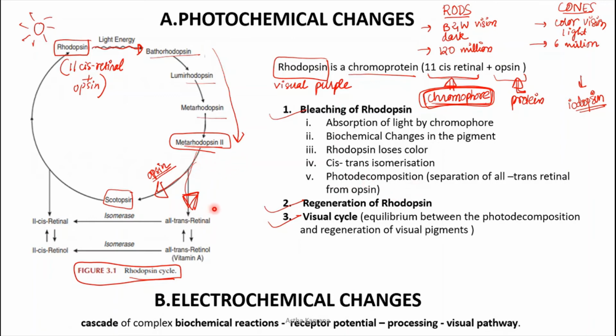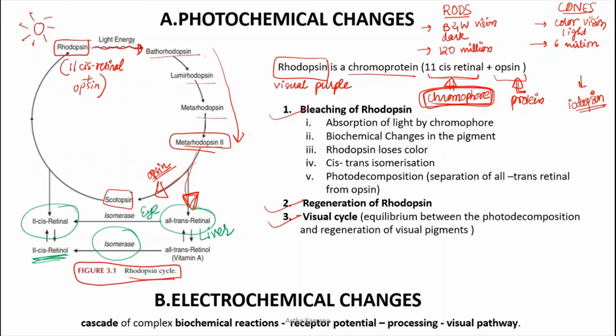Then after that, once all trans retinal and opsin are separated, this rhodopsin can be regenerated. How? The all trans retinal can be further converted into all trans retinol, that is your vitamin A, and this happens in the liver. So the retinal is converted into retinol, and this all trans retinol can be again converted into 11 cis retinol by isomerase enzyme, and similarly the all trans retinal can be converted into 11 cis retinal in the eye itself.